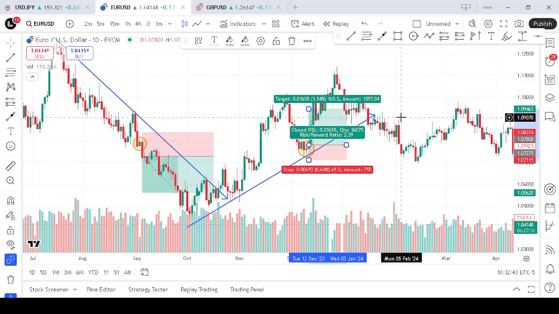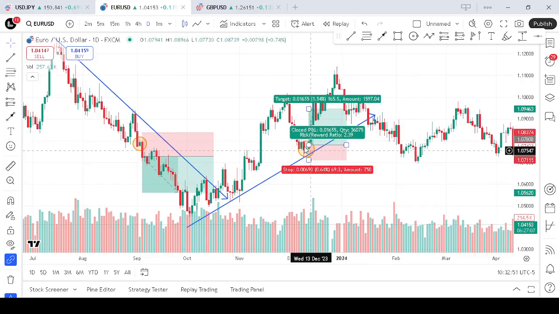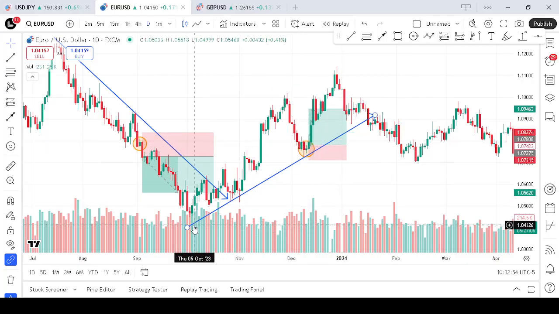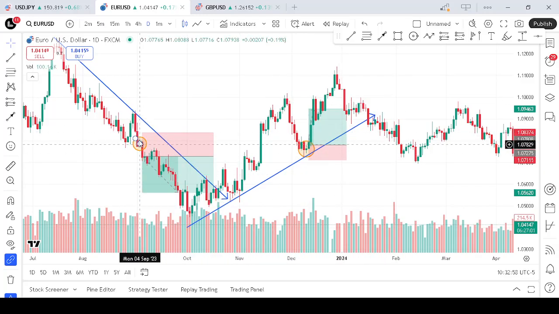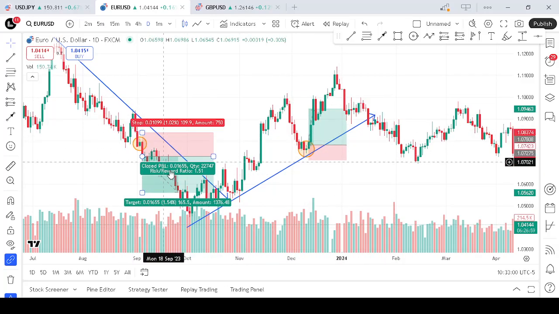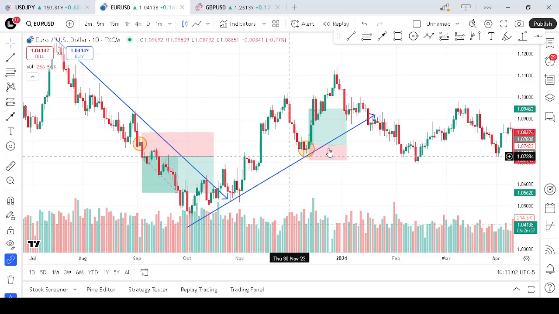Before entering a trade, ensure that these conditions are met. First, the outside day appears in the direction of the larger trend. Why we enter this trade is because the outside day was in the trend of the market, which is the bullish trend. The same with this, we entered because it was in the trend, the bearish trend of this market.